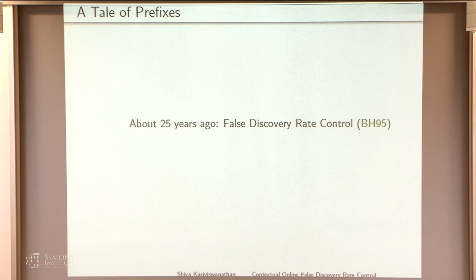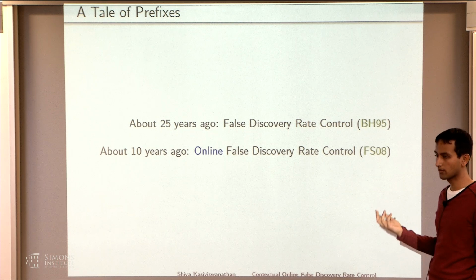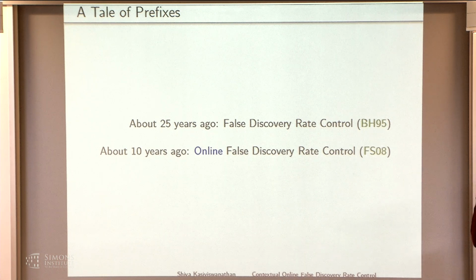This is a problem that's been there for many decades, but it was formalized in a very precise sense by Benjamini and Hochberg, who introduced this notion of false discovery rate control, a notion that is used to control false discoveries when you do multiple hypothesis testing. This was in the offline setting. About 10 years ago, Foster and Stine introduced the notion of online false discovery rate control, which moved the setting from offline to an online setting.